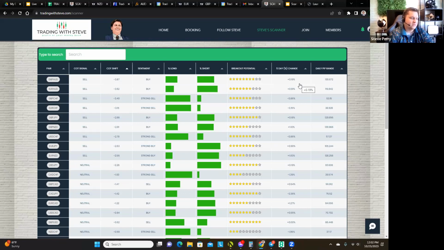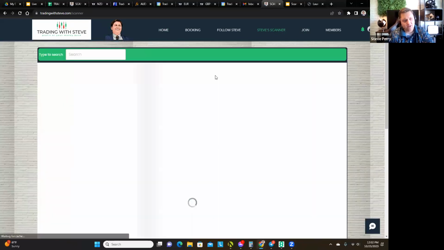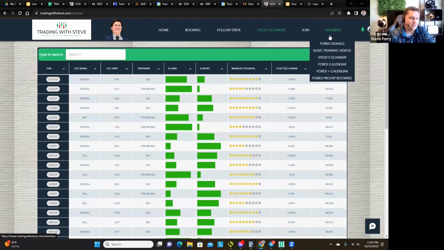So most of you here have access to the scanner. I do recognize the scanner is a separate service in the program, and so not everybody has access to it. If you want to check to see if you have access to it, all you have to do is go to the website, tradingwithsteve.com. Just click on the scanner. If it prompts you to log in, log in. If you don't have a login, then you wouldn't be a member and you wouldn't be able to see this. But if you're able to click on the scanner from the home page of tradingwithsteve.com and then you click on Steve scanner and it pulls up, then you have access to it and your membership level is high enough to have that access.